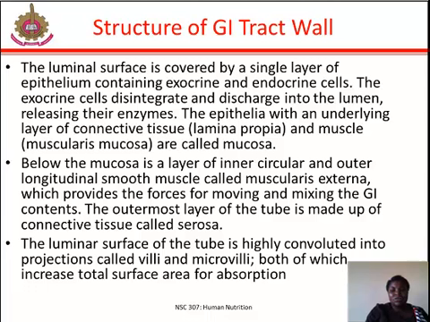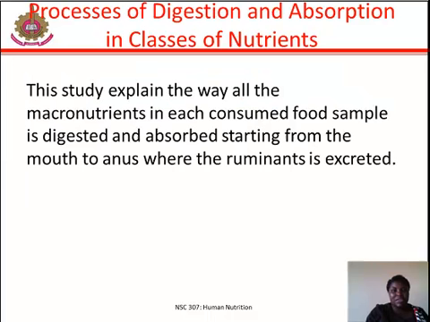The luminal surface of the tube is highly convoluted into projections called the villi and the microvilli, both of which increase total surface area for absorption. The center of each villus has a single blunt-ended lymphatic vessel called the lacteal, and there is venous drainage from the intestine that transports absorbed materials to the liver for processing via the hepatic portal vein.